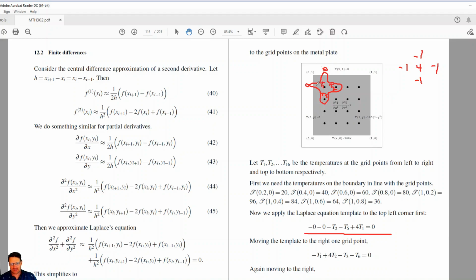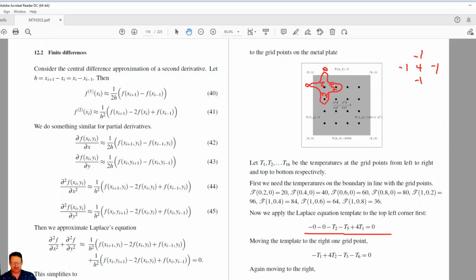Okay, now we do this 16 times for the 16 points that we have there, the 16 grid points. So next we move it over to the right, apply the template there, right? Then we move it over again, and we move it over again. And then we go down the row and do it again, again, again. So therefore we would get 16 equations.